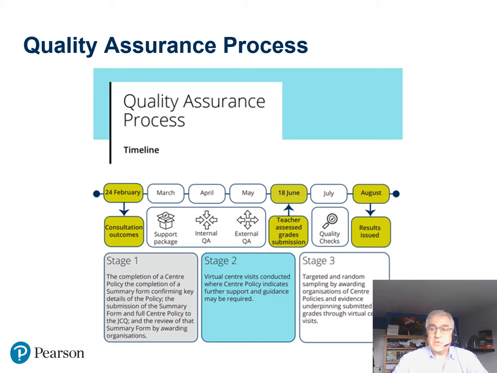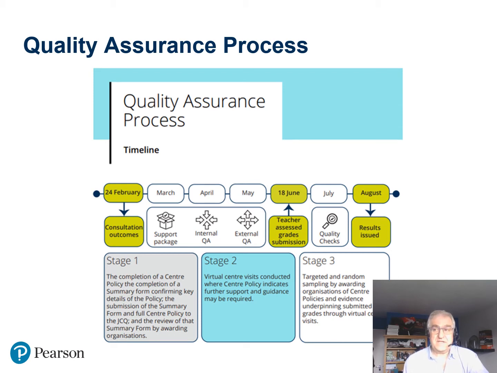The overarching quality assurance process is described on this slide, and there are 3 steps. The first step has already happened. This is when your centre submits the centre policy. The second step is a review of these centre policies where the awarding organisations like Edexcel have a look at each centre's policy to see that it's in line with expectations. And if it's not, then we will provide support to amend that centre policy so that it does fall in line with expectations.